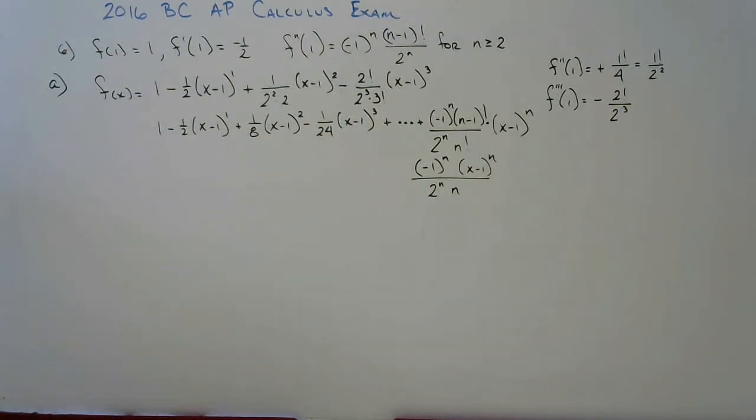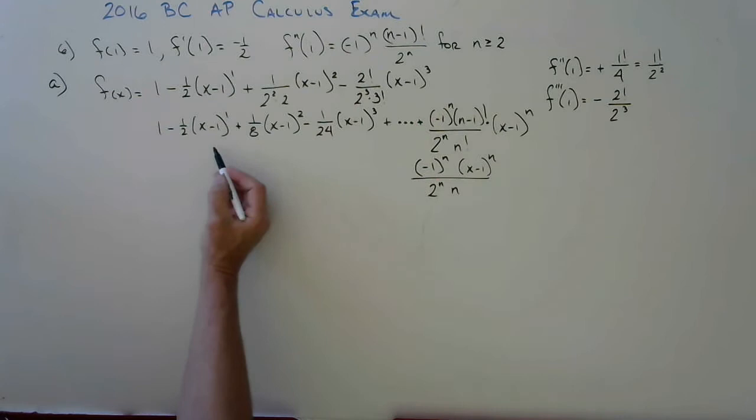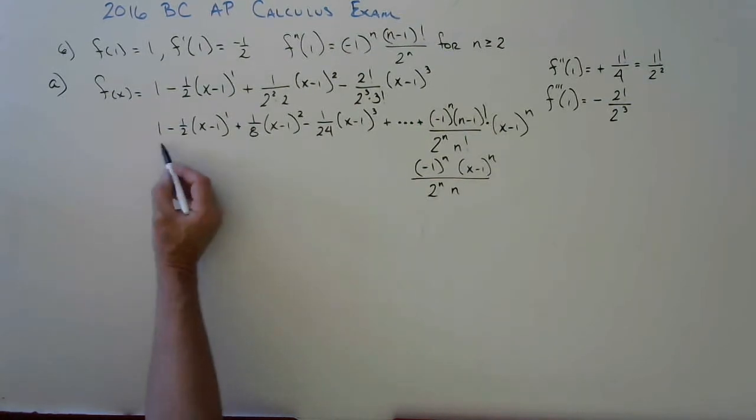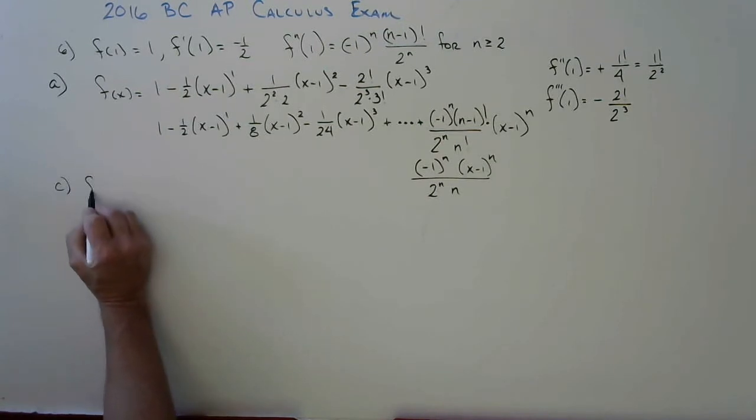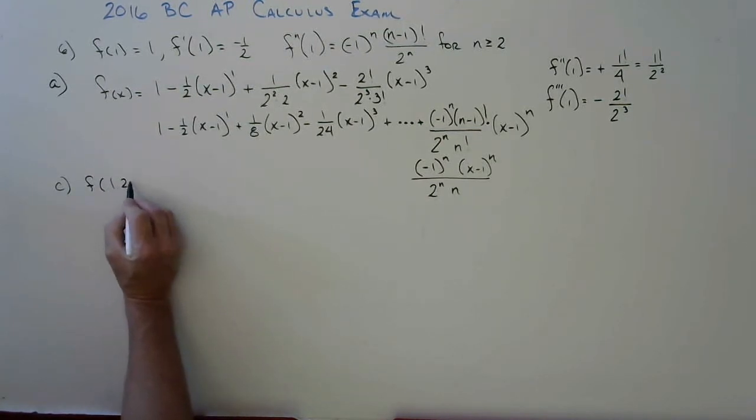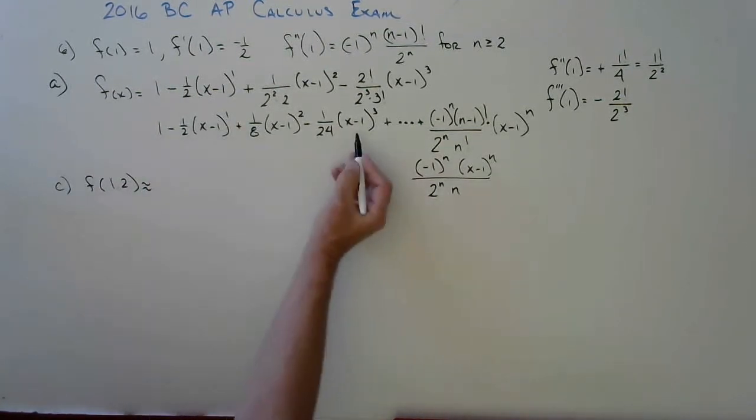So part C says, the Taylor series for f about x equals 1 can be used to represent f of 1.2 as an alternating series. Use the first 3 non-zero terms of the alternating series to approximate f of 1.2. All right. So if we're going to do that, we want the first 3 non-zero terms. So we have 4 terms here. So in part C, they want us to approximate f of 1.2 using our Taylor series up here.